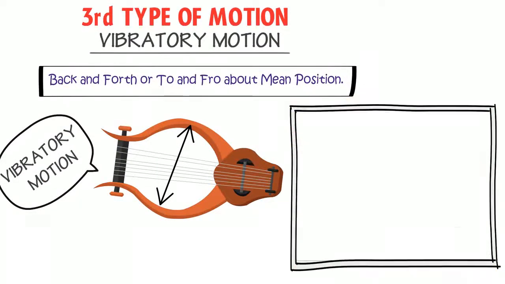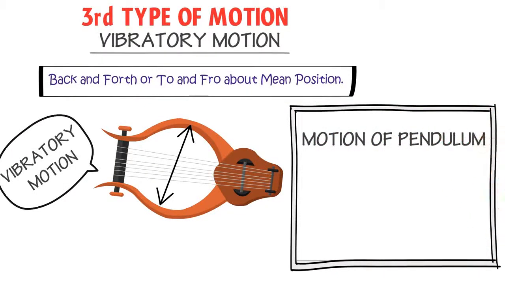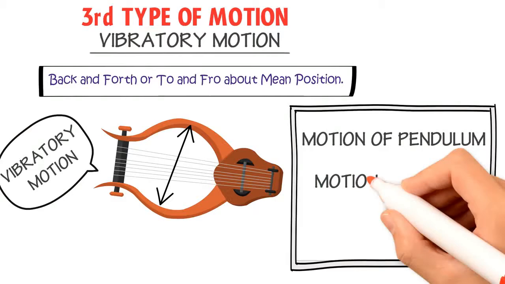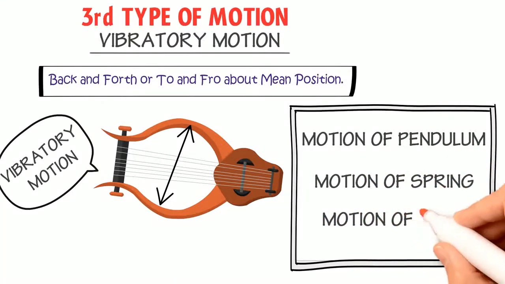Other examples of vibratory motions are the motion of a pendulum, the motion of a body attached to a spring, and the motion of a swing.